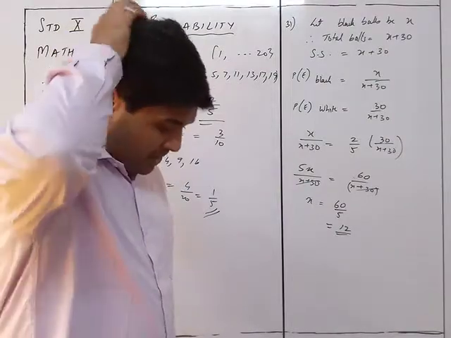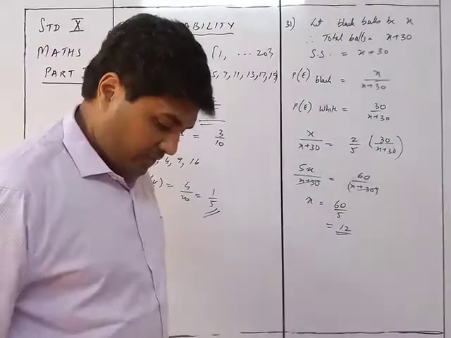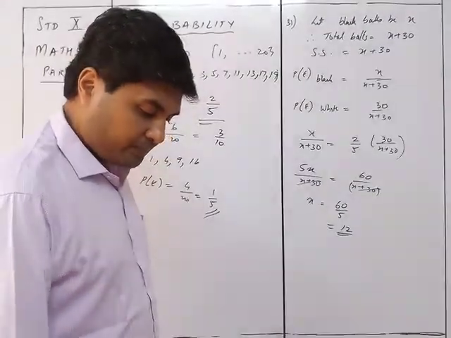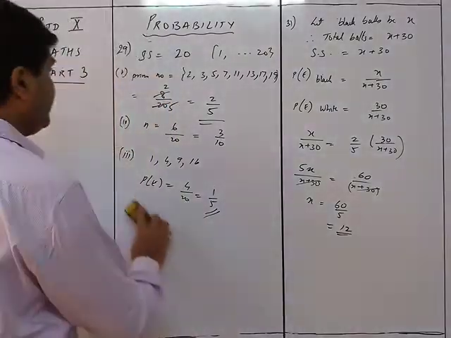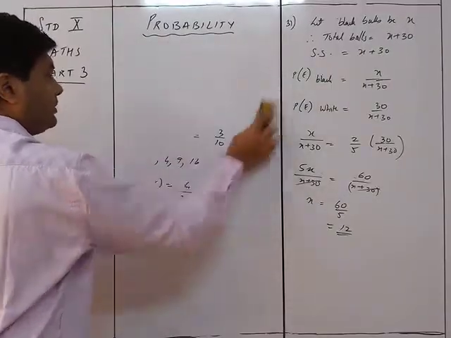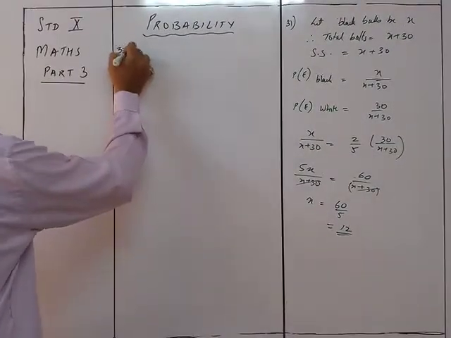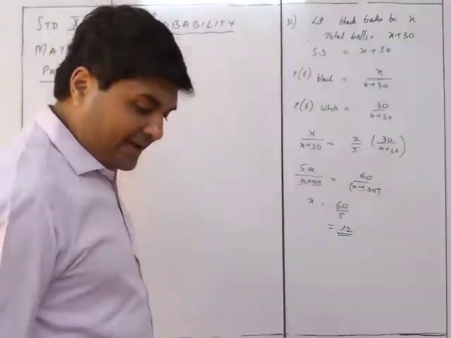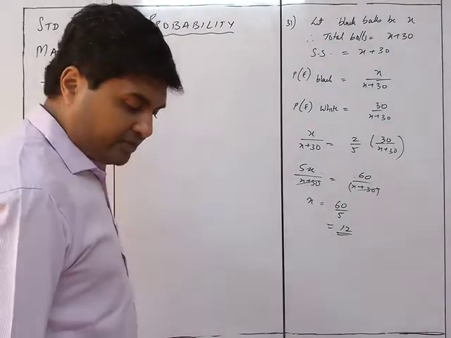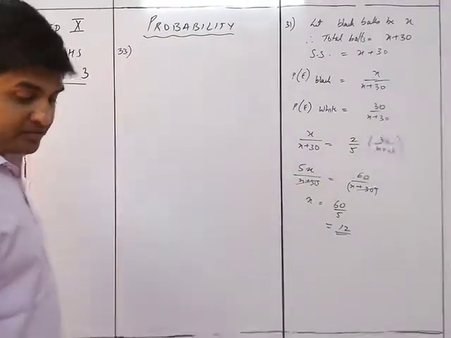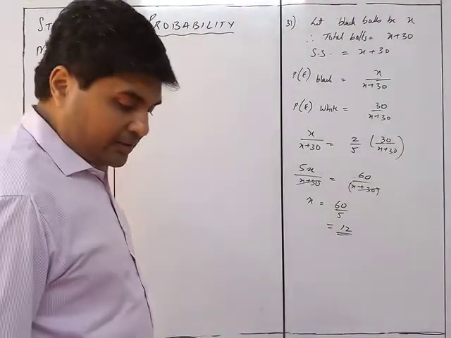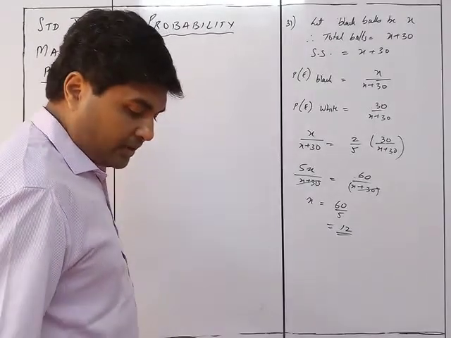Important sum, you can mark it, sum number 31. It was asked in boards 2013. Sum number 33. A die has 6 faces marked with the given figures 1, 2, 3 and -1, -2, -3. A unique die. The die is thrown once. What is the probability of getting a positive integer?